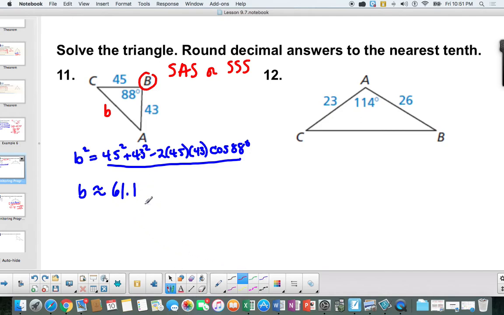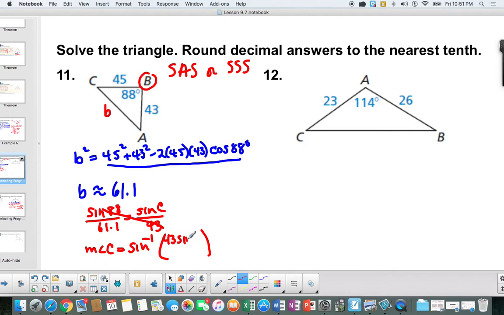Okay, at this point I need to go ahead and use the law of sines to help me do the rest of the problem. Sine of 88 over 61.1 is equal to the sine of C all over 43. And so I know that the measure of angle C will be equal to, remember I'm going to cross multiply, sine inverse of 43 sine of 88 divided by 61.1.